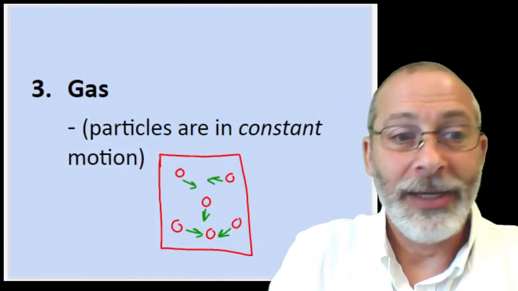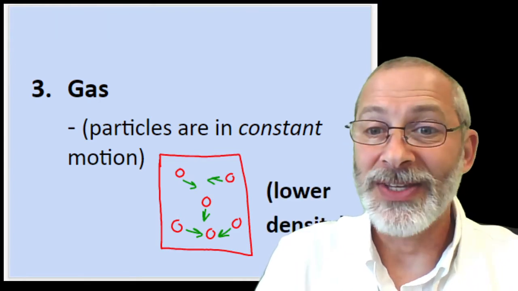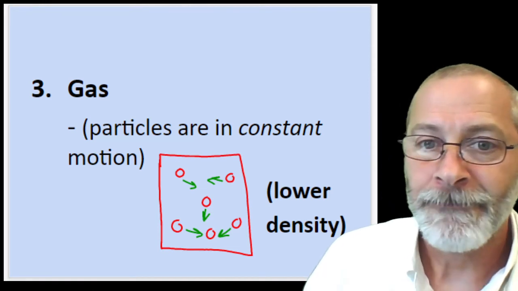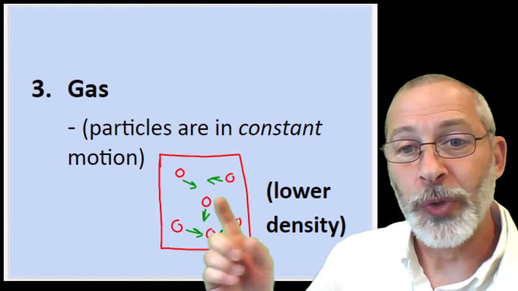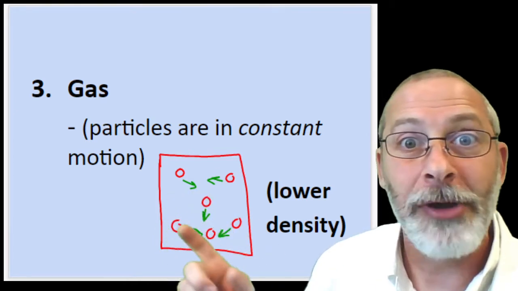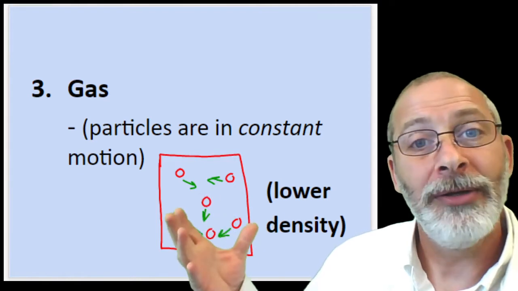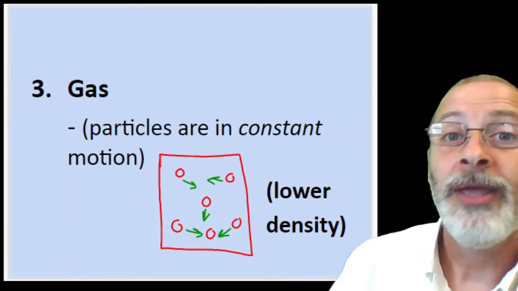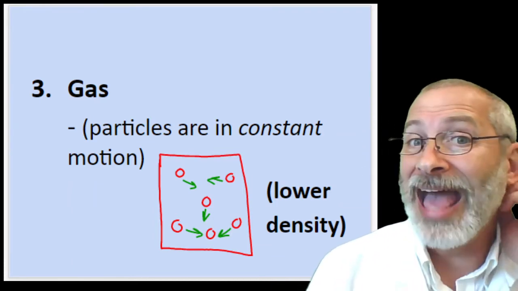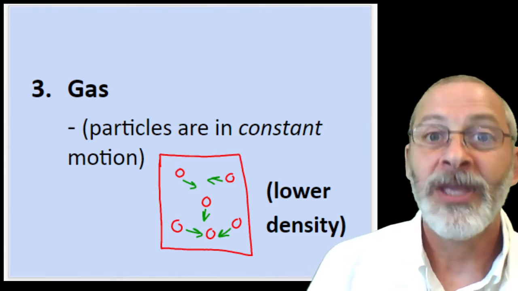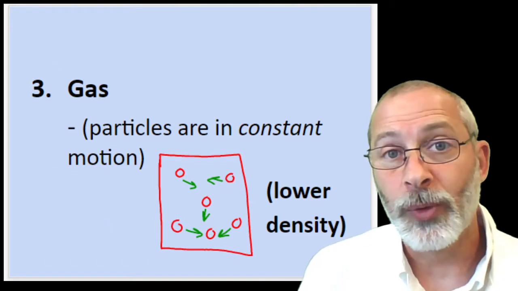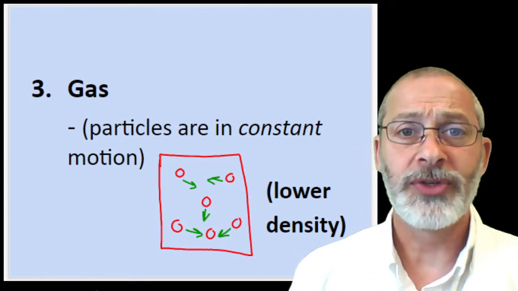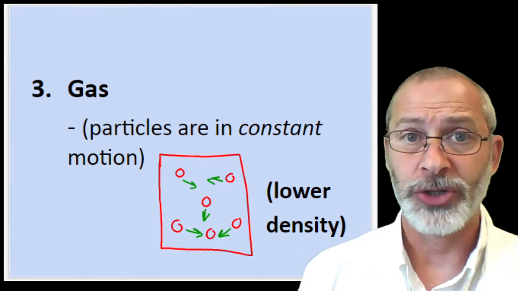Well, you probably got that right. Gases have the lowest density of the three main phases of matter. Because of the fewer particles and their freedom to fly around, we have less matter, less mass in a given volume, so the density is lower. Make sure you make a note of that in your notes, that gases have the lowest density compared to solids and liquids.